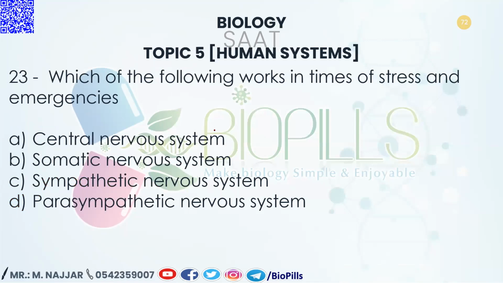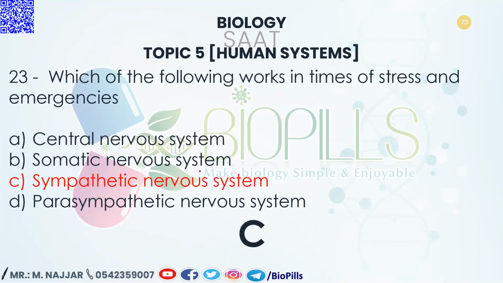Question number 23. Which of the following works in times of stress and emergencies? A, central nervous system. B, somatic nervous system. C, sympathetic nervous system. D, parasympathetic nervous system. The correct answer is C, the sympathetic nervous system.